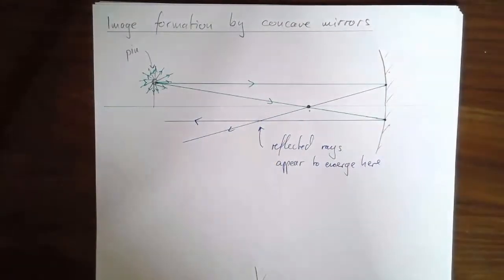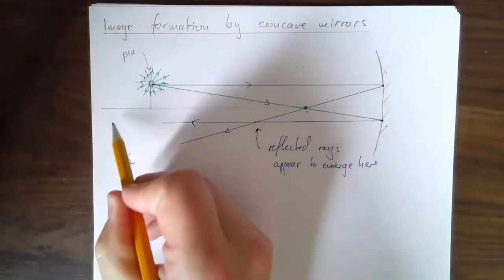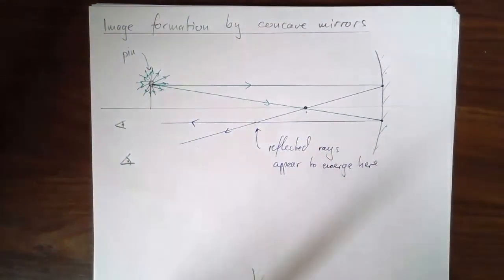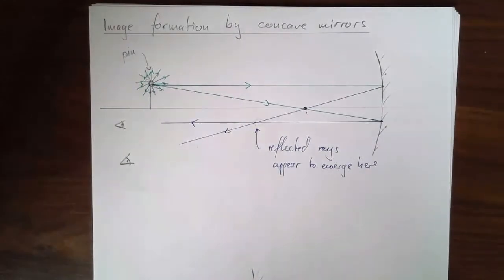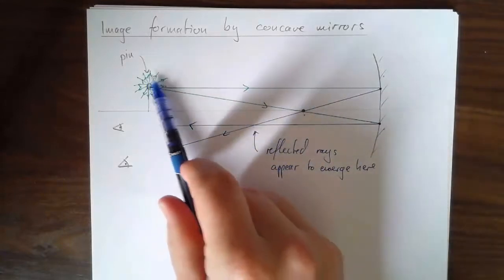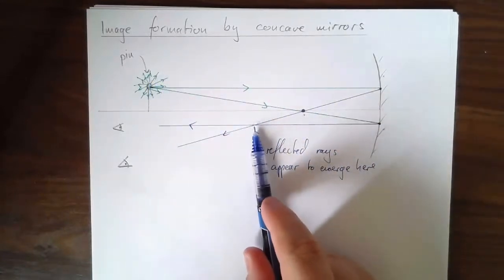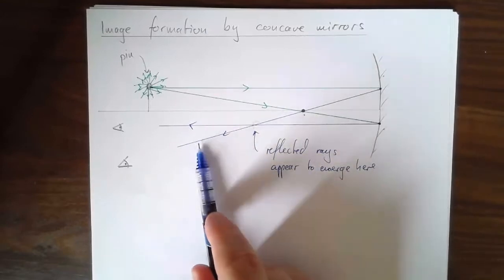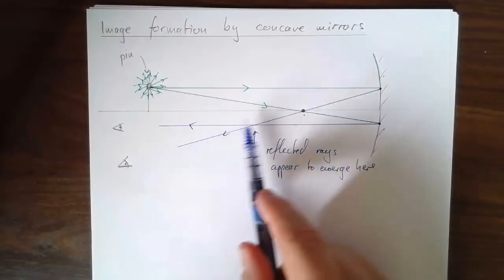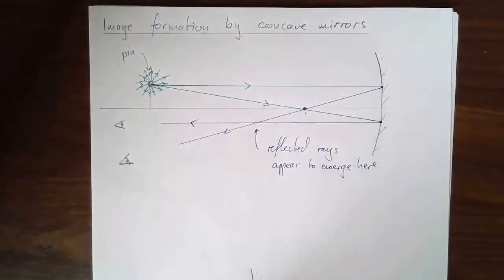My brain looks at this and says, oh, look, those two light rays all come from this point here. That's what my brain says. Now, I might be looking at different light rays, but all light rays that get reflected off the mirror are going to go through this point. So even if I don't see those two exact light rays, I've constructed the point where all the light rays appear to be coming from after they've been reflected. So that means this is the point where the image is formed.